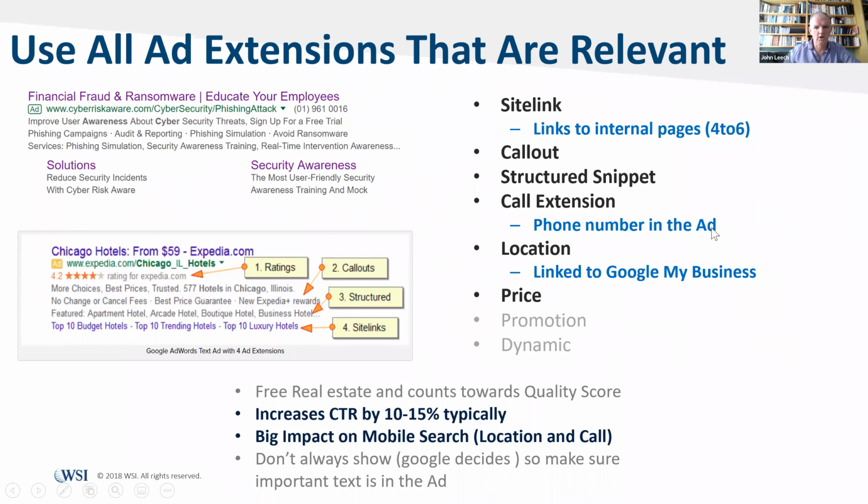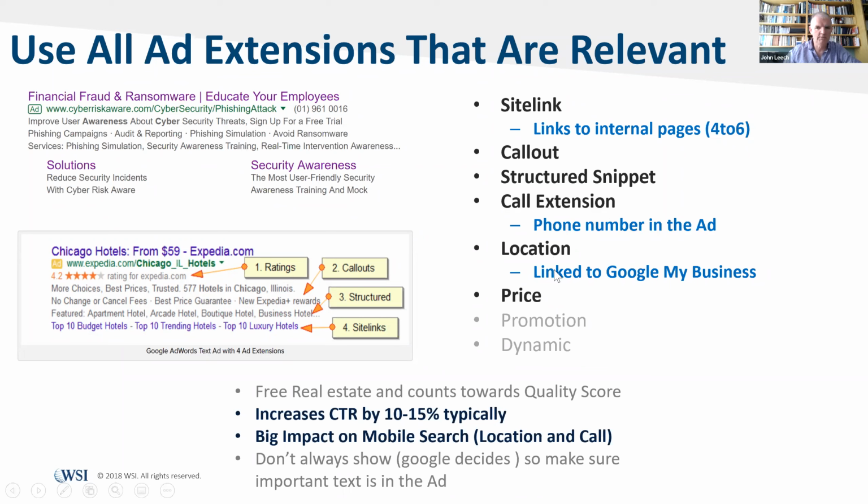You can also add call extensions, so that gives you a phone number in the ad. If you're interested in getting phone calls, particularly for service type businesses, then you'd always add a call extension, and Google will track that as a different conversion for you as well.